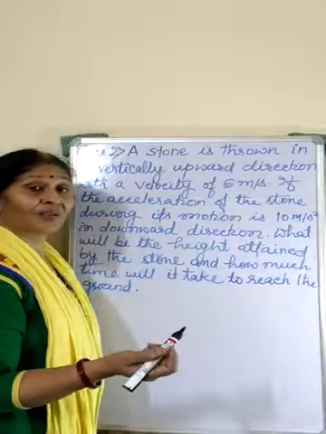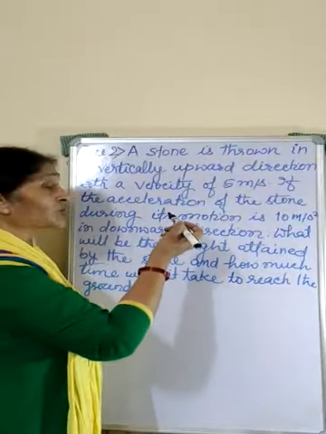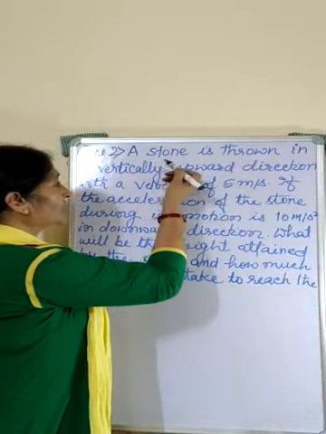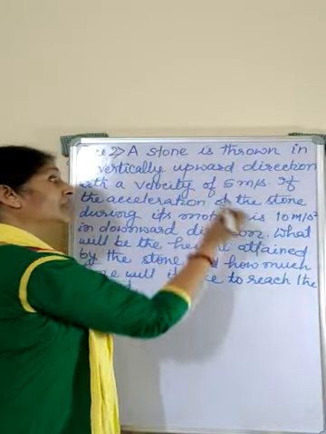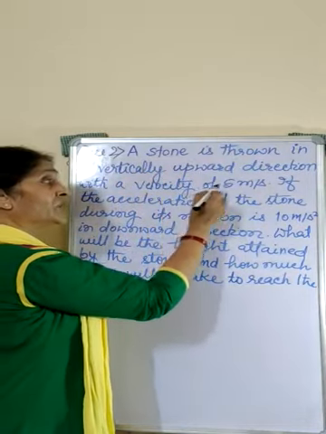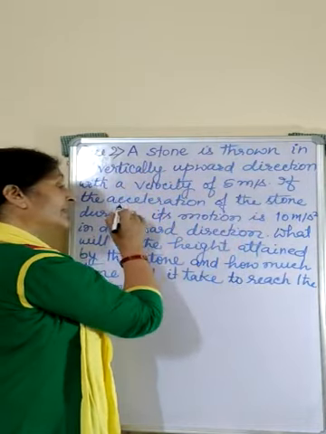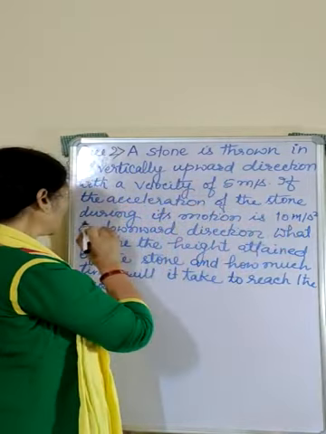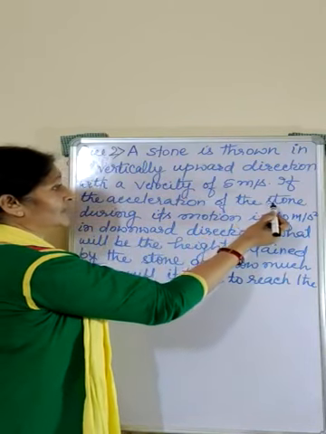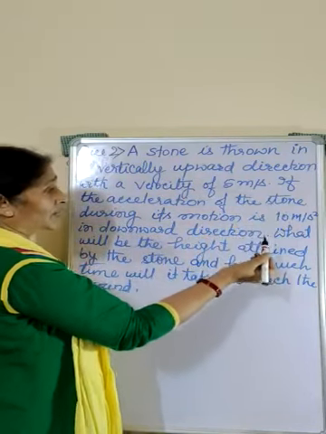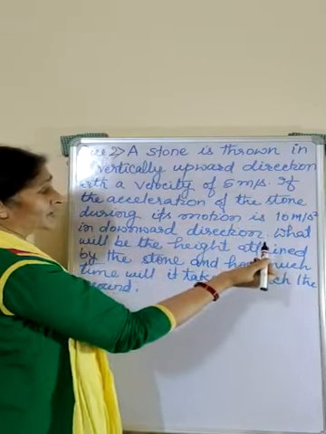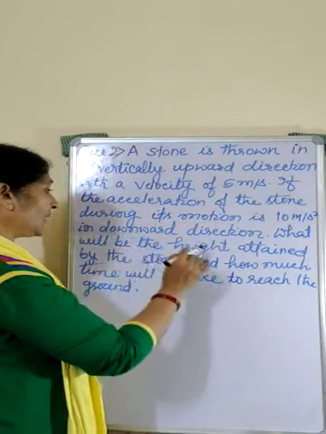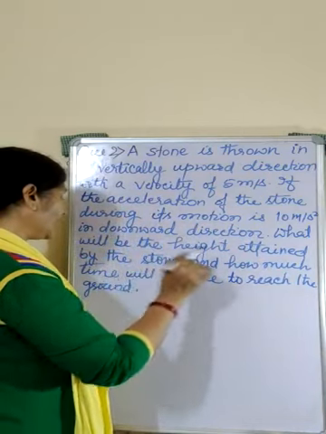Let us discuss the next question. A stone is thrown in a vertically upward direction with a velocity of 5 meter per second. The acceleration of the stone during its motion is 10 meter per second square in downward direction, and this acceleration is always in the downward direction. What will be the height attained by the stone, and how much time will it take to reach the ground?